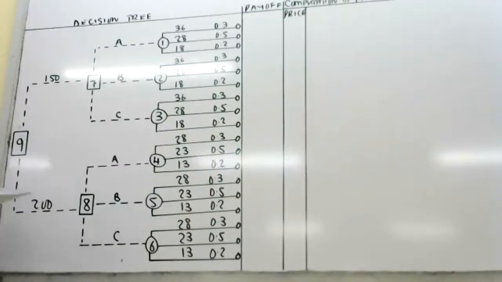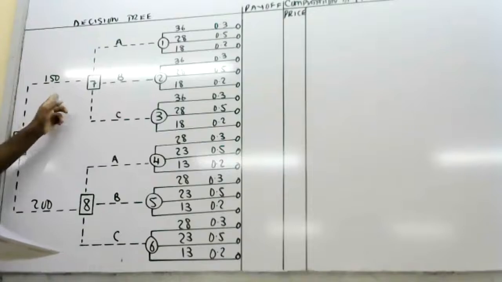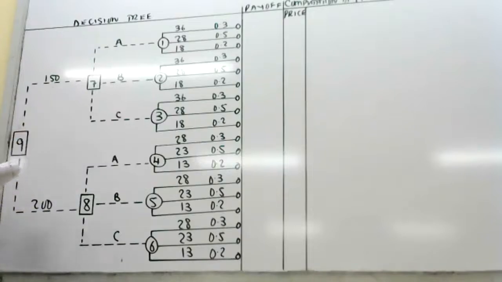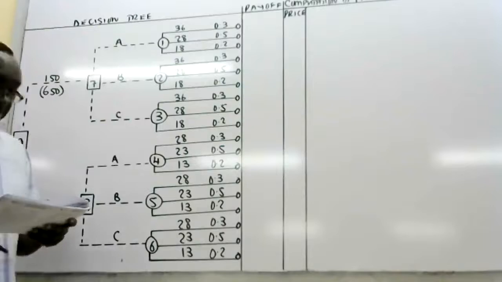Then you can see those fixed costs. The fixed cost, we normally record them here. So for the price of 150, the fixed cost is 650, and you put it in brackets. Remember, we are working with figures being in thousands. For the 200, it is 1360, and you put it in brackets that way. So with that now, we can be able to see how these things will flow.